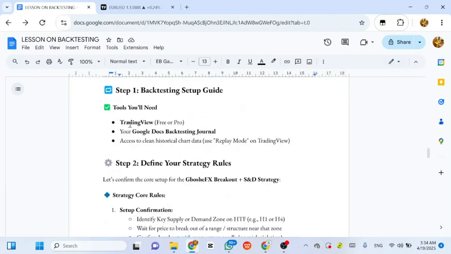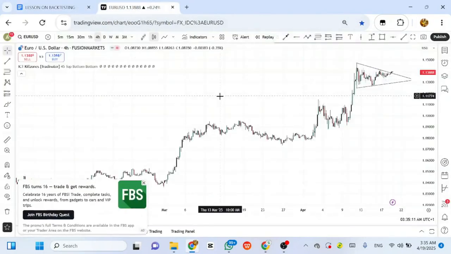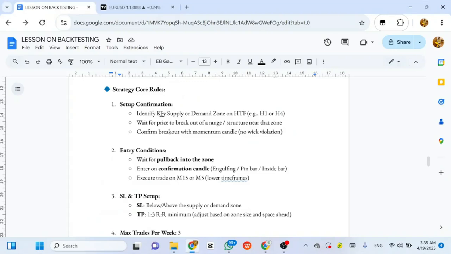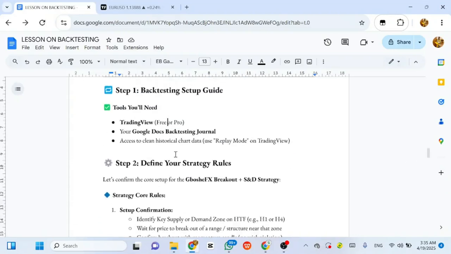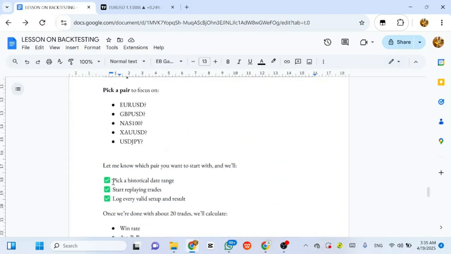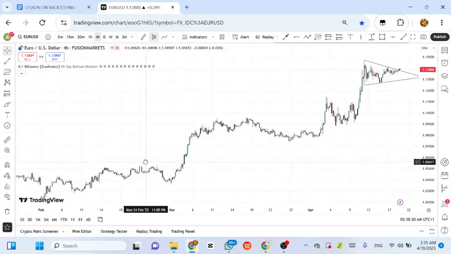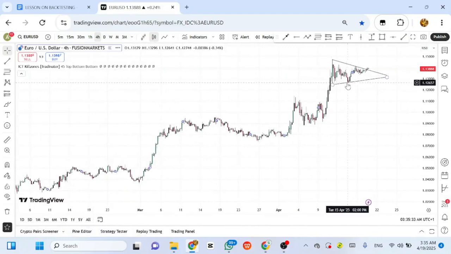What do we have to do again? Go to our TradingView, right? So now this is TradingView. We come back, and this is what we'll make reference to. First of all, we identify key supply or demand zones on higher time frames like 1 hour, 4 hours. So first of all, we have an edge. We identify the particular asset, so EUR/USD, and what are we going to do again? We'll pick a historical data range. We start replaying trades. So now coming back to this point, let me say I'm starting from the month of January.